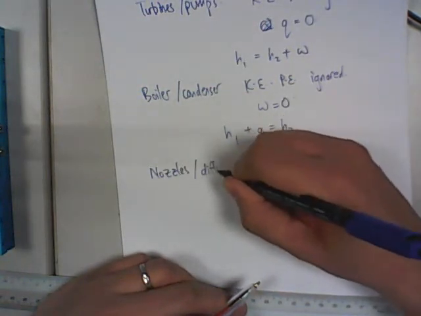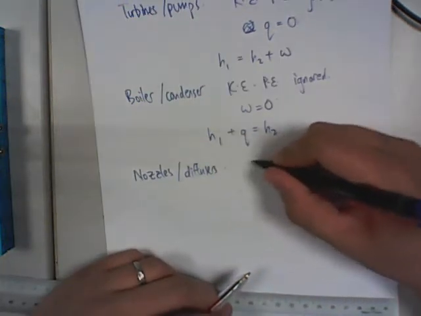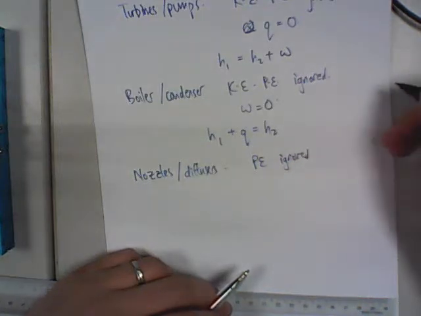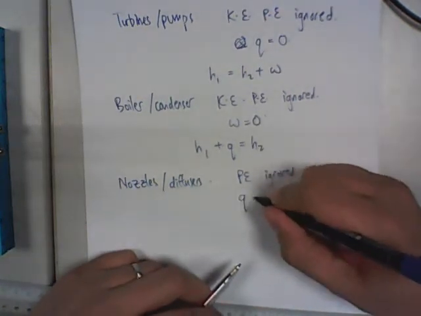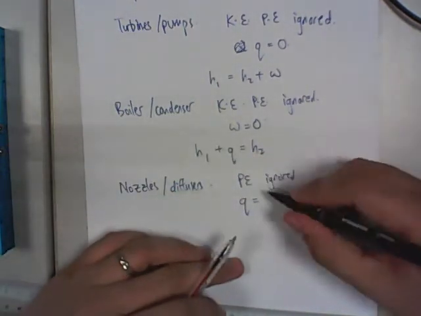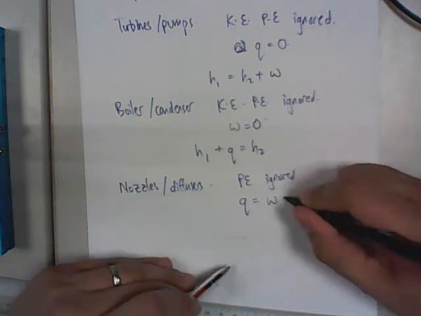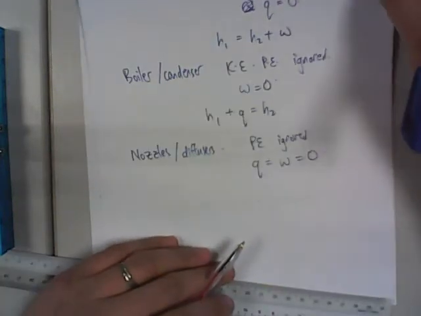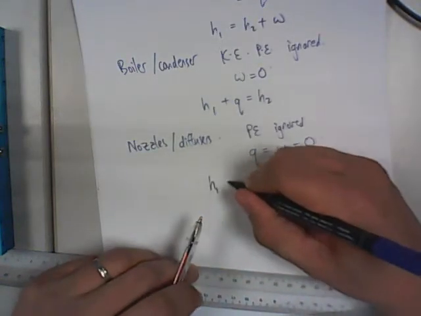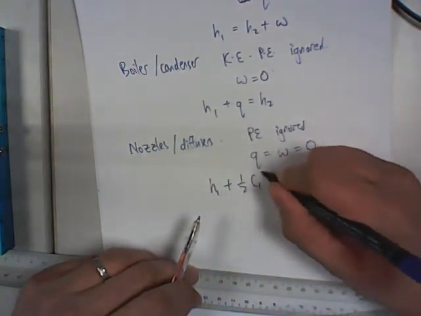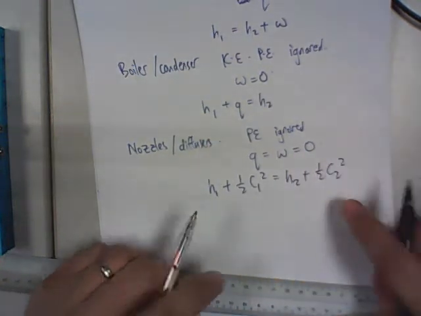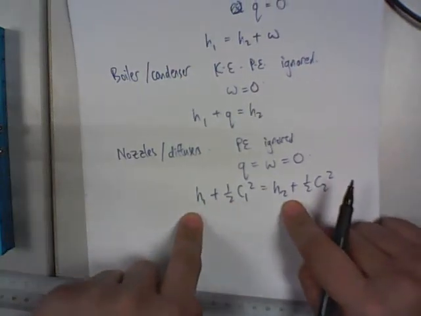And lastly, we have nozzles and diffusers. This one you can assume that the PE is negligible. A lot of times you can also say that there is no heat transfer, and because these are just fixed geometrical objects, your work done is also 0. But we cannot ignore the kinetic energy change because that is the key. So your SFEE eventually becomes like this, with the kinetic energy and enthalpy remaining.